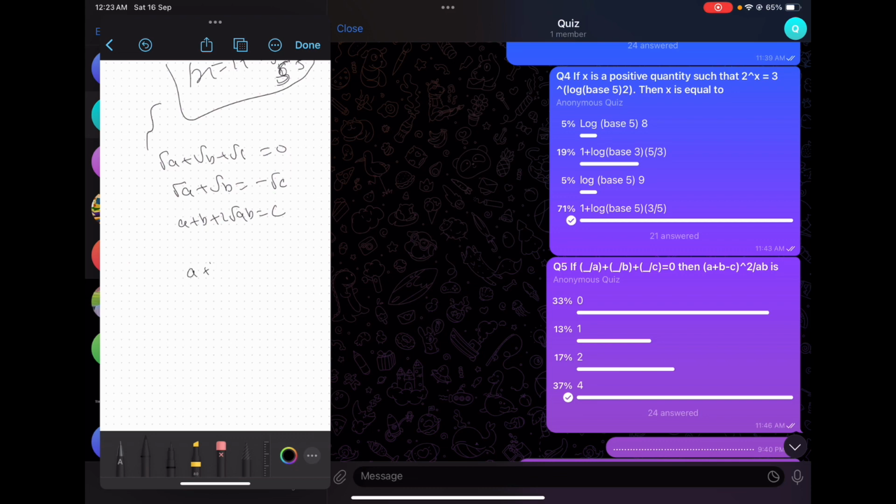Now our question is A plus B minus C whole square by AB. So A plus B can be written as C minus 2 root AB, and we already have a C, and here we have an AB. This will square, C gets cancelled, so this will become 4AB by AB, this gets cancelled, so 4 is the answer. So this was it, and I hope all the questions are clear. The last one is not that relevant, but it can be.